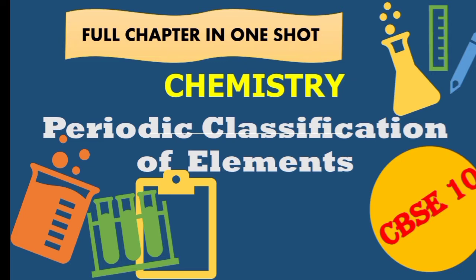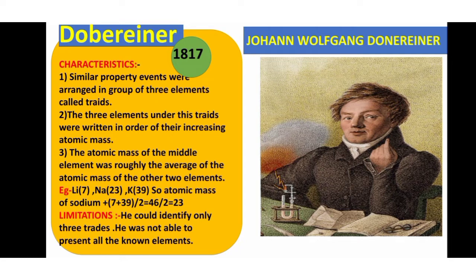For this, the first attempt to classify the elements was done by Johann Wolfgang Dobereiner. I repeat, Johann Wolfgang Dobereiner. You have to study this spelling properly, children. He used atomic mass to classify the elements and named them triads. So we can remember this as a shortcut: Dobereiner, atomic mass, triads. These are the key words that you should remember.